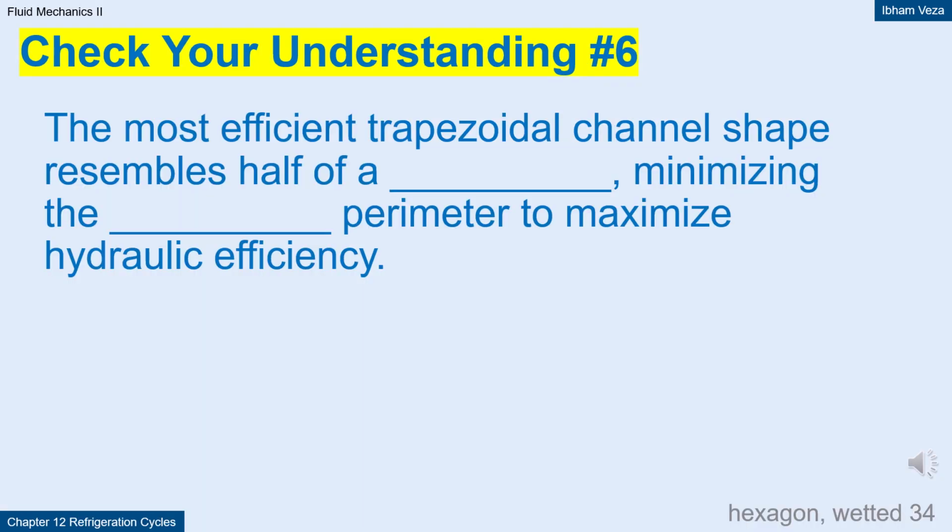Check your understanding. Number 6. This question reinforces that the most efficient trapezoidal shape resembles half of a hexagon. The key to this efficiency is the minimization of the wetted perimeter. With a smaller wetted perimeter, energy losses due to friction can be reduced. This directly increases the flow capacity for the same conditions. This concept is important to ensure hydraulically optimal design.